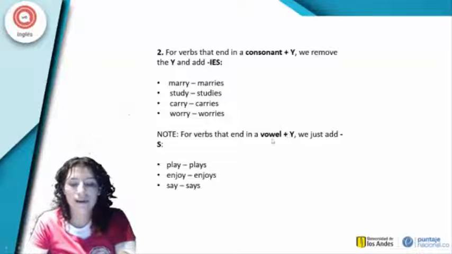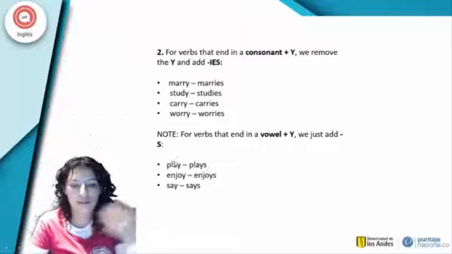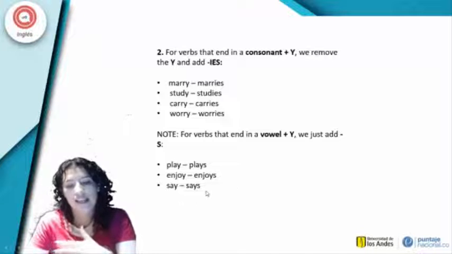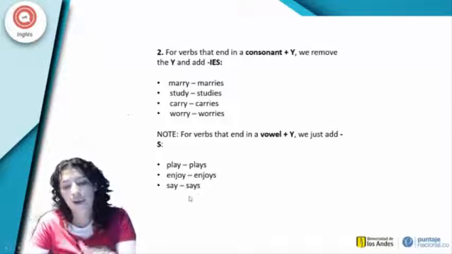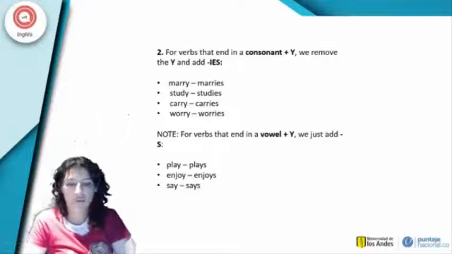Ahora vamos a ver para las que terminan con vocal y luego la Y. Para esto sí, como lo anterior es una vocal, esto puede unirse en un solo sonido y podemos utilizar solo la S. Entonces para play escribimos plays, enjoy, enjoys y say, says. Para las que terminan vocal Y, no hay problema, agregamos solamente la S. Okay, I hope it's clear.